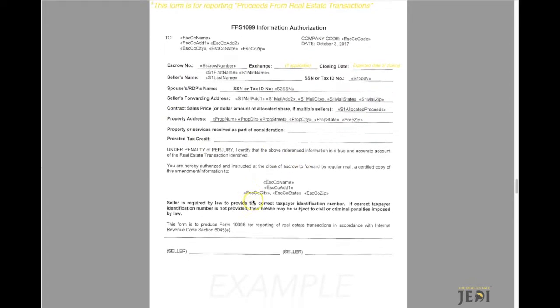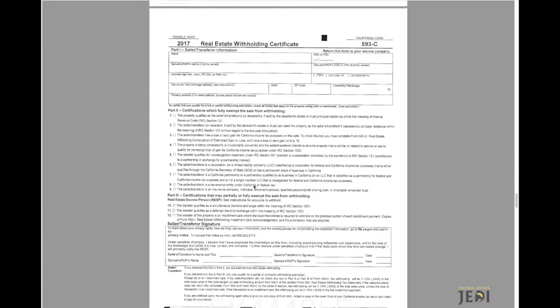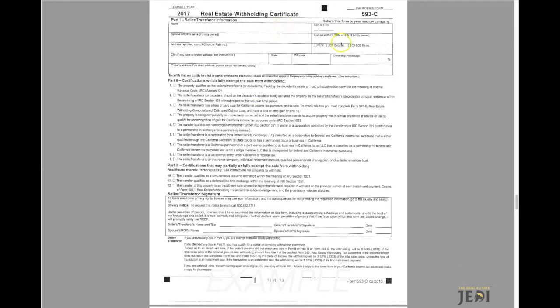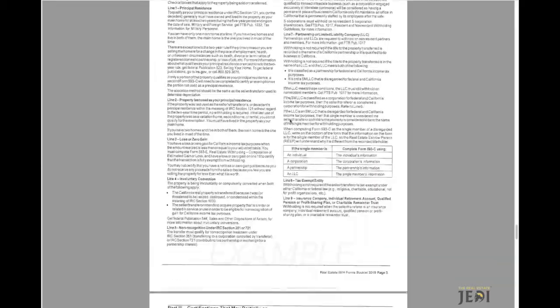Pretty straightforward. If you have any questions about this or anything else, of course, reach out to your escrow officer. Real estate withholding certificate. Now, in this form, 593C, if you are exempt from paying capital gains or taxes otherwise on the proceeds of your property sale, then this is going to be the form that is going to help you walk through whether or not you are exempt from that. The instructions for completing this are in the following pages.